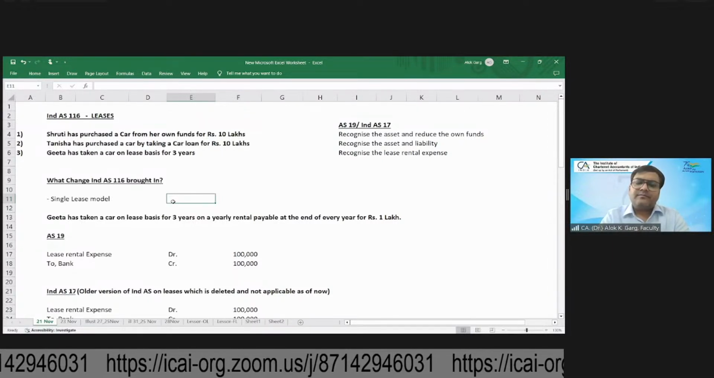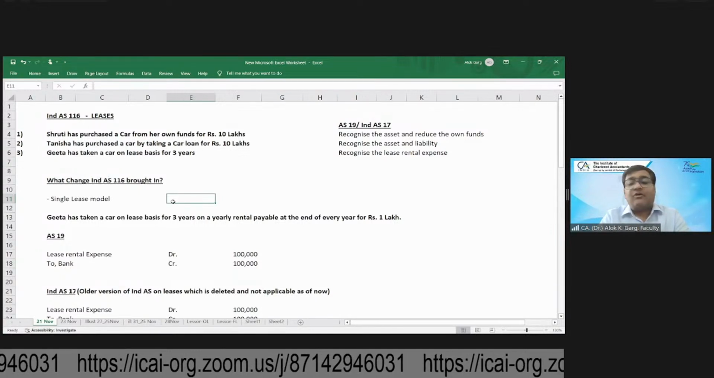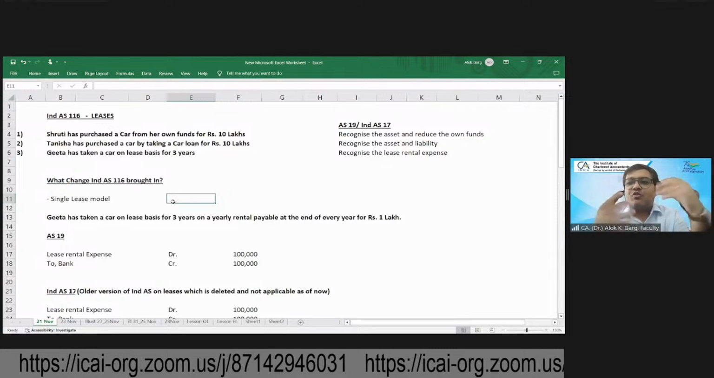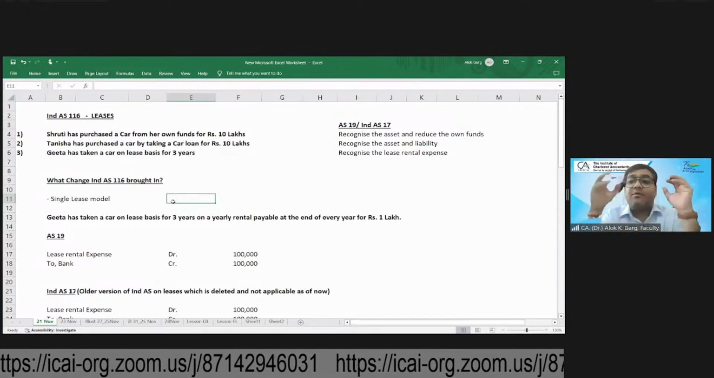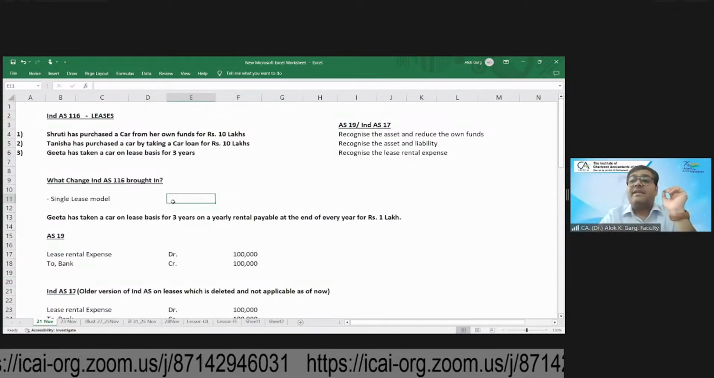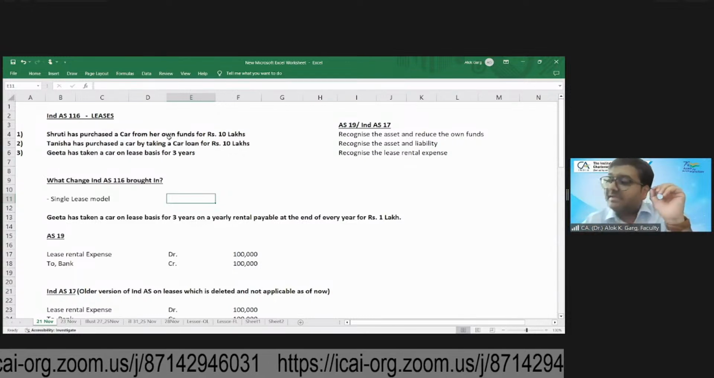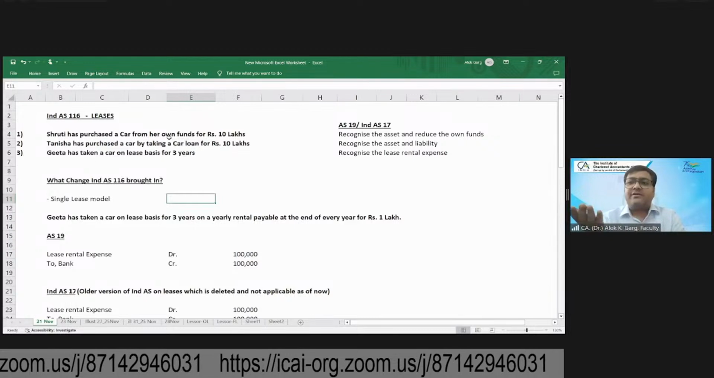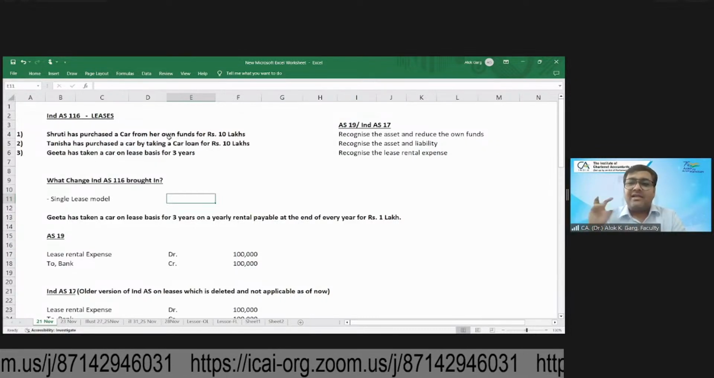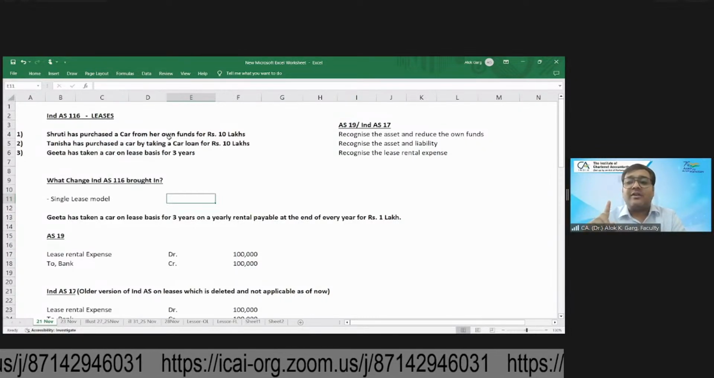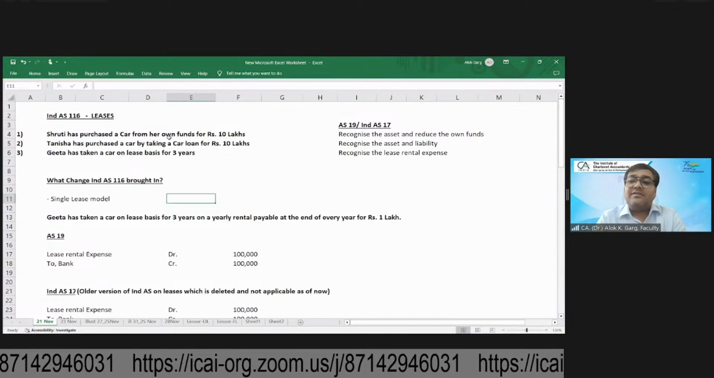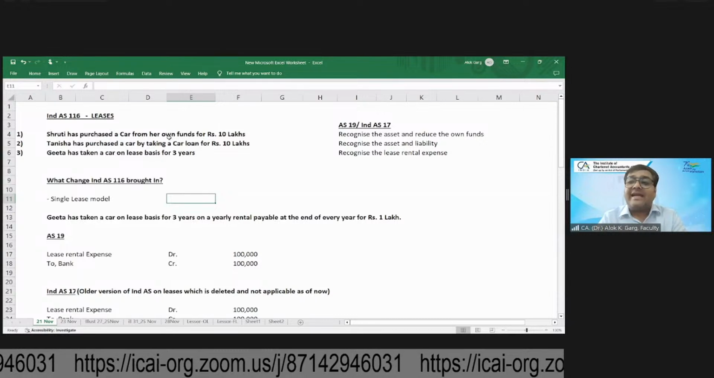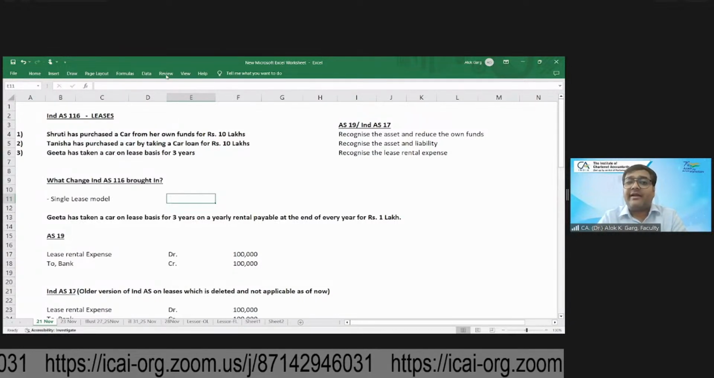Friends, Ind AS 116 has given a concept of a single lease model, and it says that there is no concept of operating lease and finance lease from the lessee perspective. You have to recognize all the leases in the books of the lessee using a single lease model. And what is that single lease model? This single lease model is like a finance lease, where the lessee was recognizing the asset and the liability, correct?